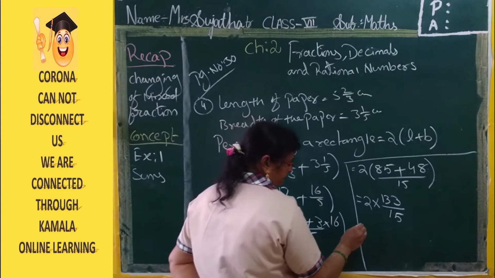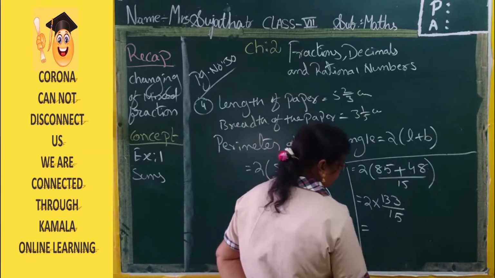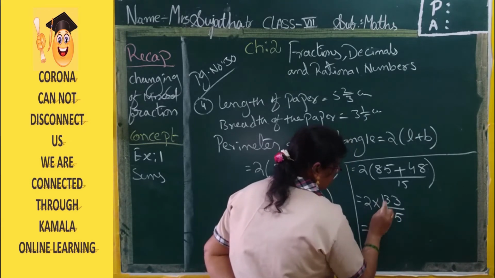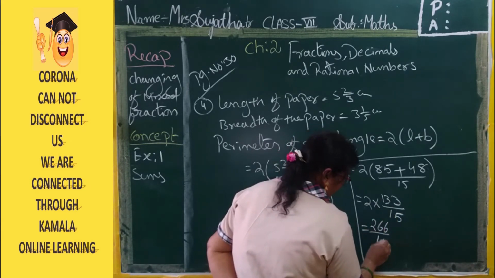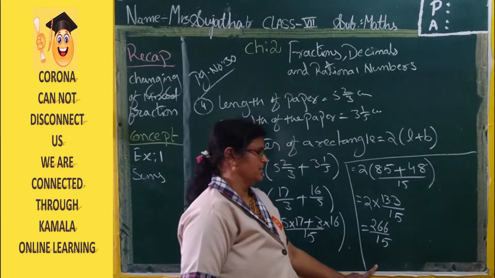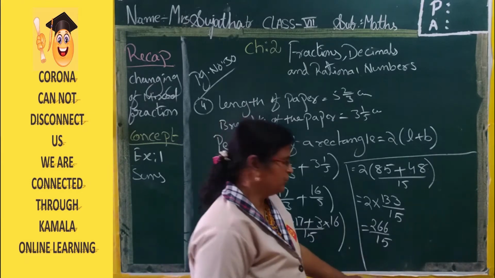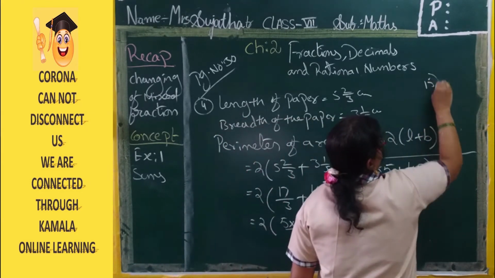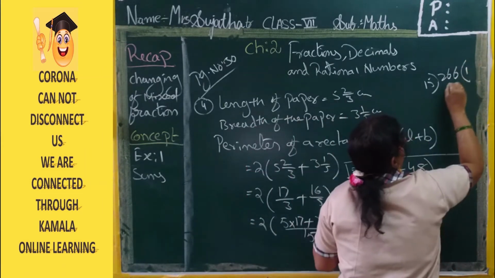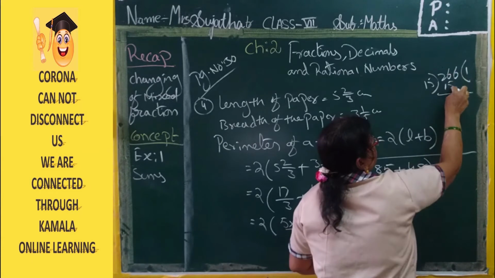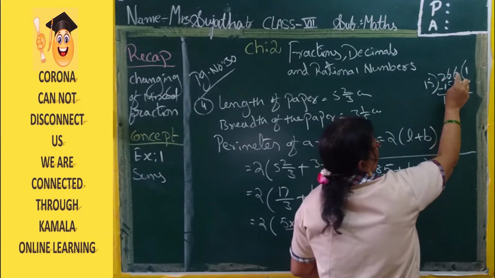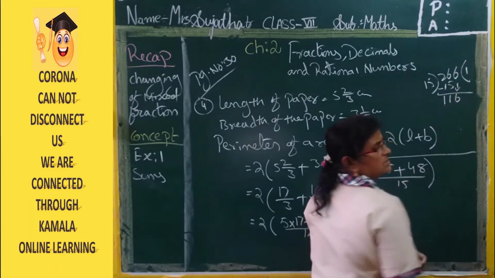Okay. Now multiply 2 into 133. 2 3s are 6. 2 3s are 6. 2 1s are 2. 266 by 15. This is an improper fraction. Now what will you do? You have to change it into a mixed fraction. Now divide 266 by 15. Okay. 15 ones are 15. 6 minus 5, 1. 2 minus 1, 1. Now you can carry down the 6.